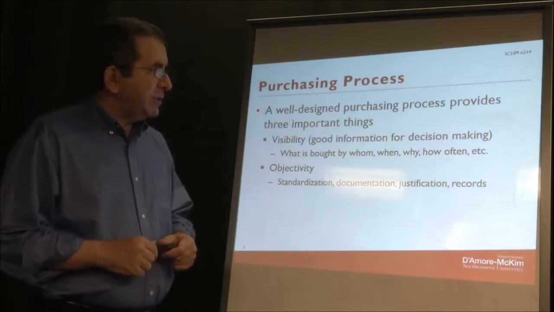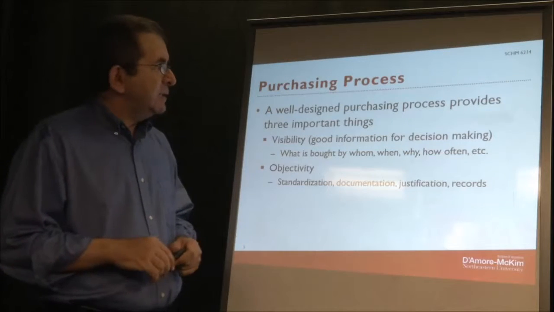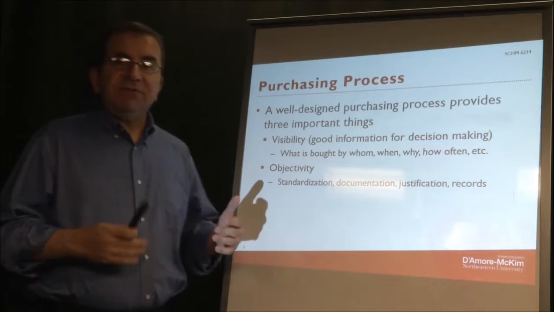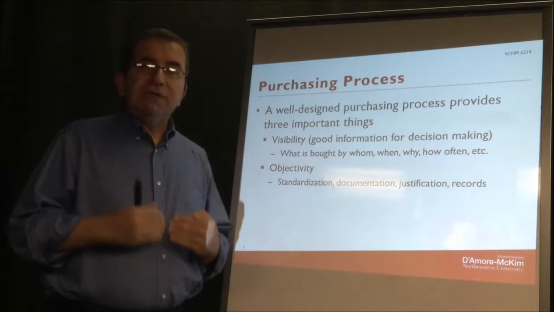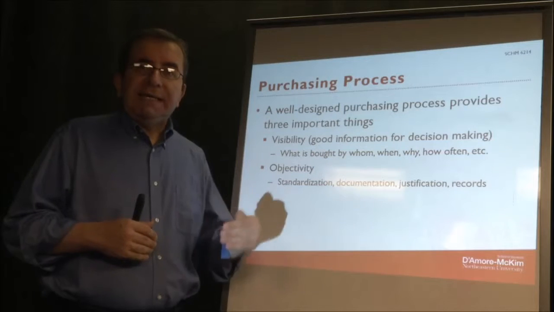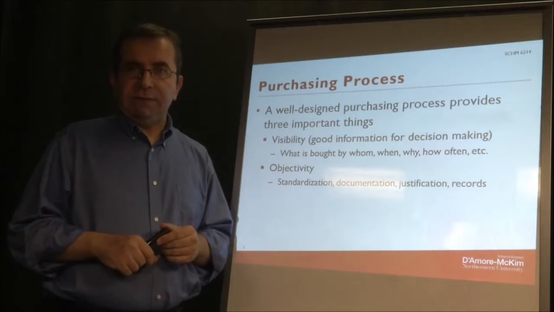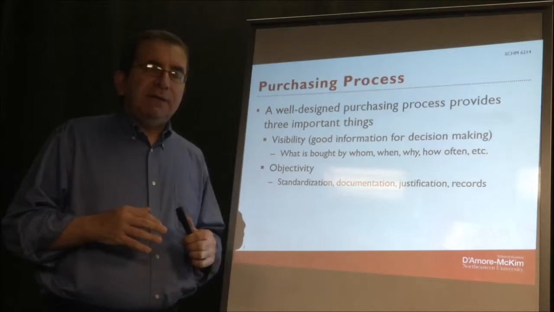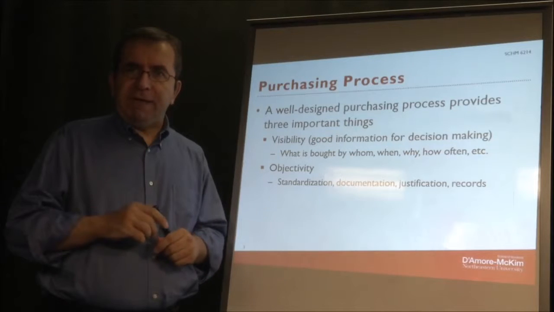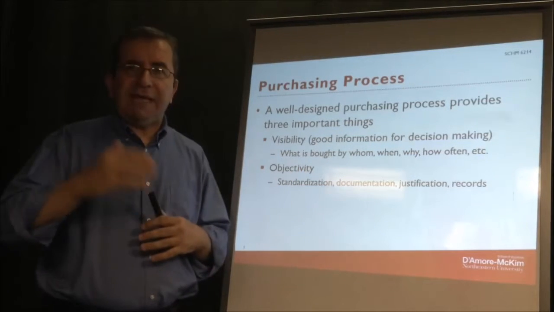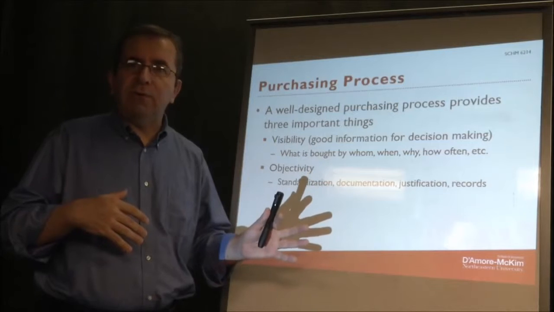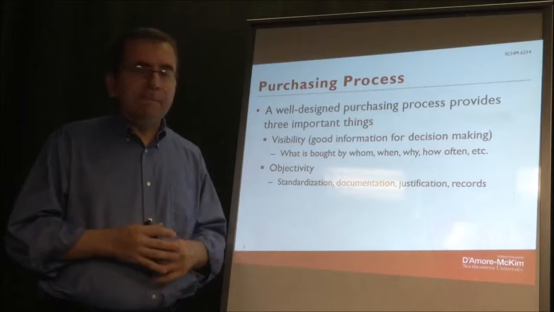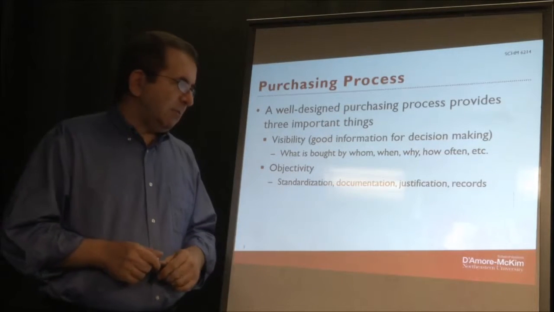The second characteristic of a well-designed purchasing process is objectivity. Objectivity means the process should not depend on individuals, on persons. In some companies, what you have is these super experts. They know everything. They have been there forever. They know all the suppliers. They know all the company people, etc. And everybody relies on them to drive the purchasing process.